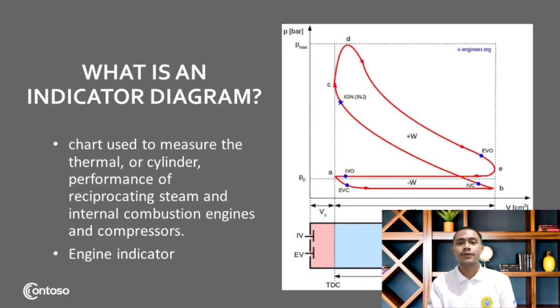Engine indicator is the device used to take the indicator diagram. This can also be considered as the stethoscope for diesel engines. The indicator diagram is very important since it is used to know the combustion in the cylinder and also to adjust the engine. Indicator diagrams give efficiency of the combustion in the cylinder, condition of the running gears, irregularities in fuel pumping and injection, and for a lot of things.